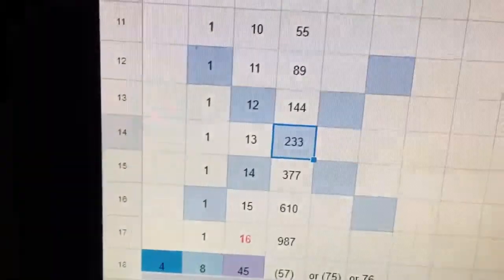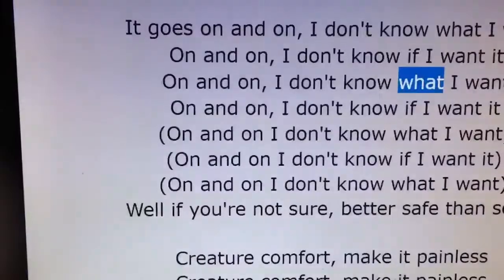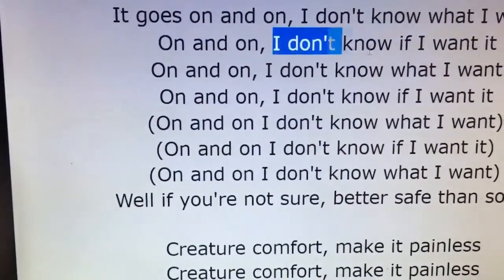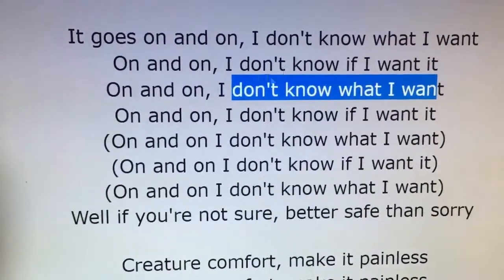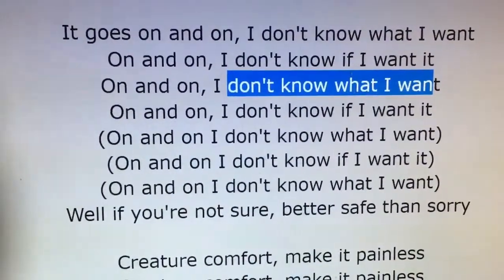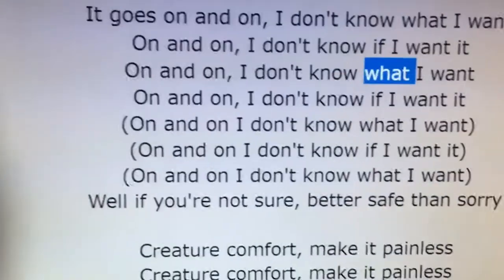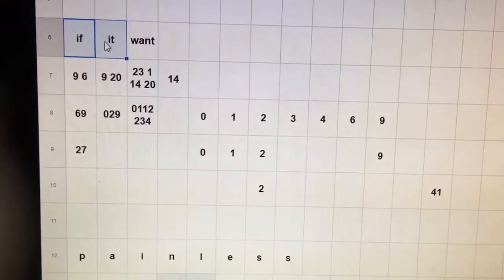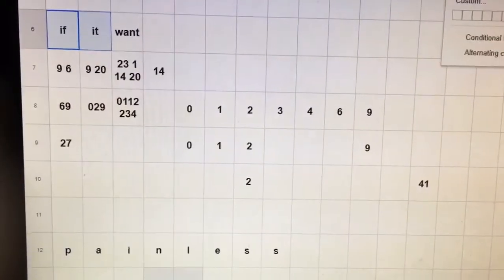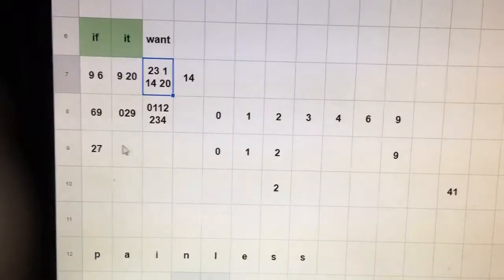It's just very interesting, is all. And you know, I looked at. Here they are. I don't know if I want it. I don't know what I want. So if we look at these two, all that's different here is if, it, what. So I looked at if it as a, you know, a galaxy of 2. Want is a 1.